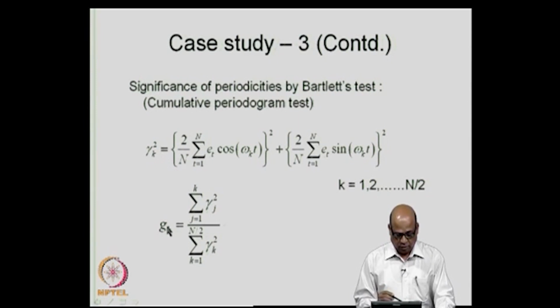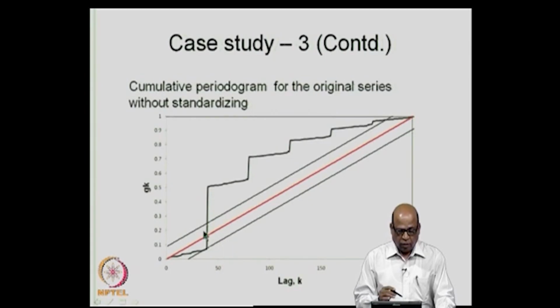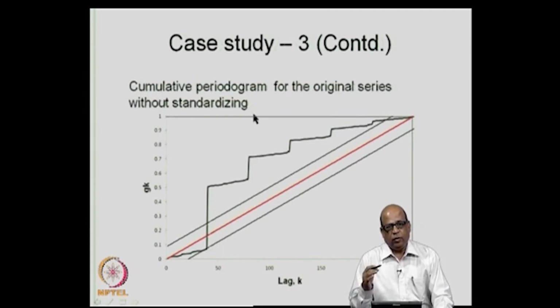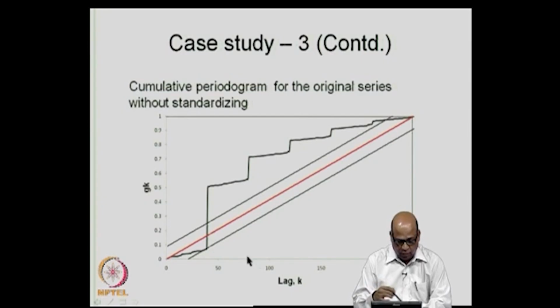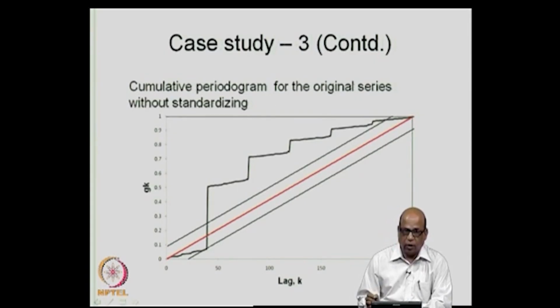So, you know how to calculate gamma k for a given k, and you know now how to calculate G k. Let us say that we calculated G k for the original time series. That means, for all the 480 monthly values, we compute G k and then plot lag k versus G k. Typically, we go up to n by 2 for lag k. In this particular case, it is 480 by 2, which is 240.